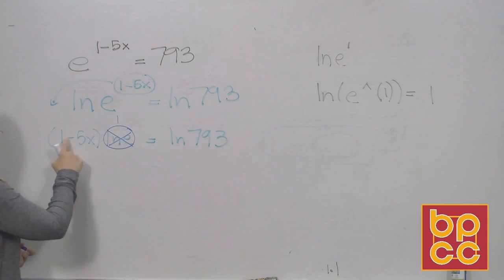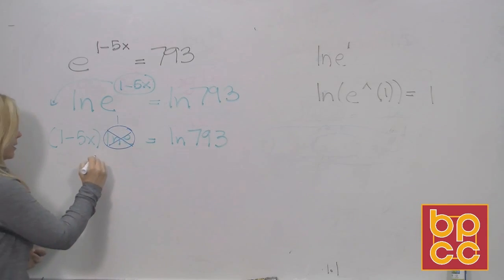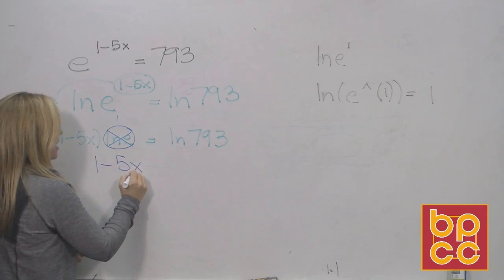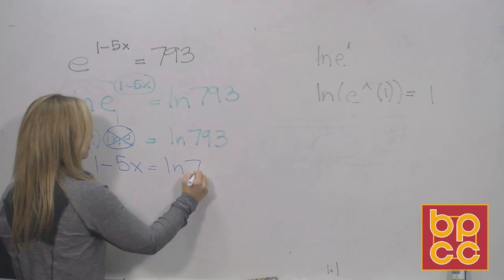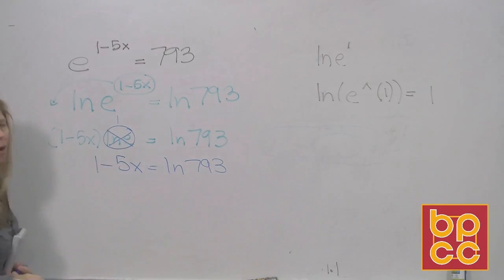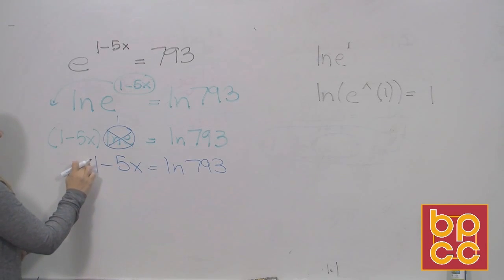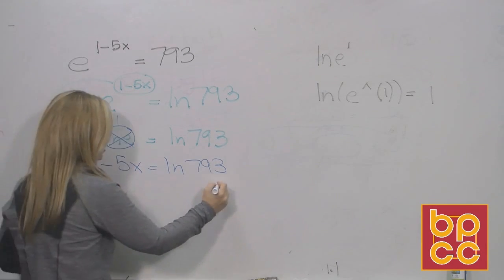And is 1 times 1 minus 5x going to change that? Nope. It's going to be 1 minus 5x. Now, all we got to do is get x by itself. So we're going to move the 1. That's an add 1. So we're going to subtract it.